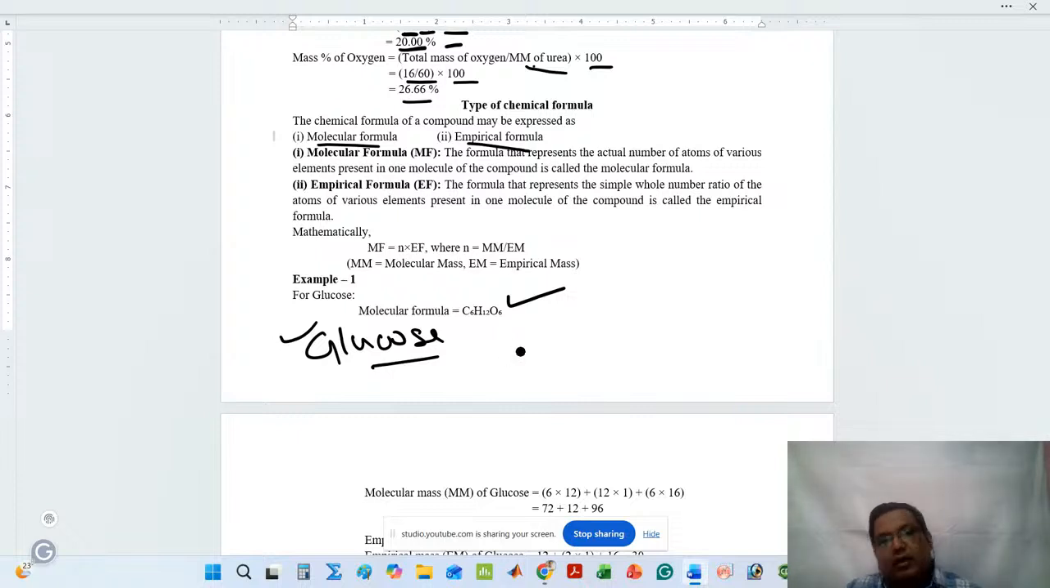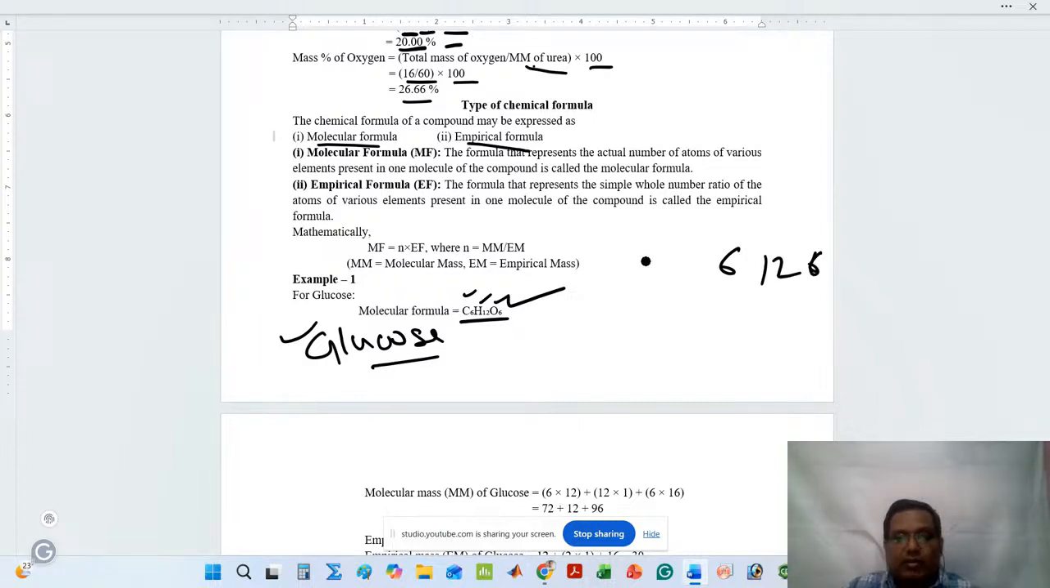But for writing the empirical formula, we have to take the ratio of the atoms. Look at that. Here, three types of atom are present: one is carbon, another is hydrogen, another is oxygen. The number of carbon atoms is 6, the number of hydrogen atoms is 12, and the number of oxygen atoms is 6.